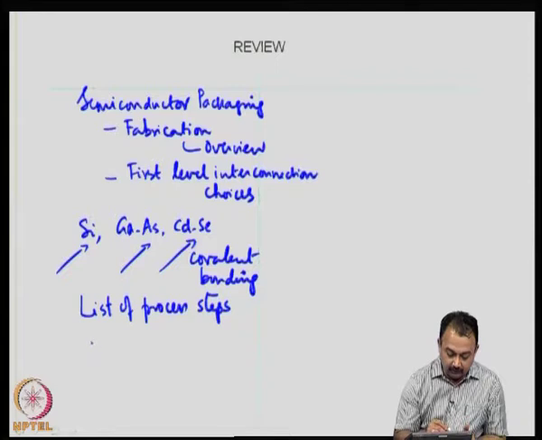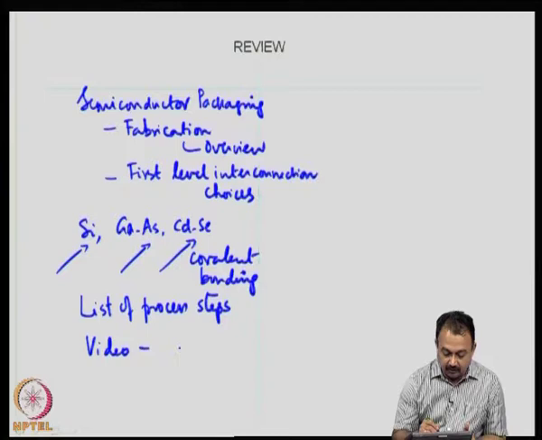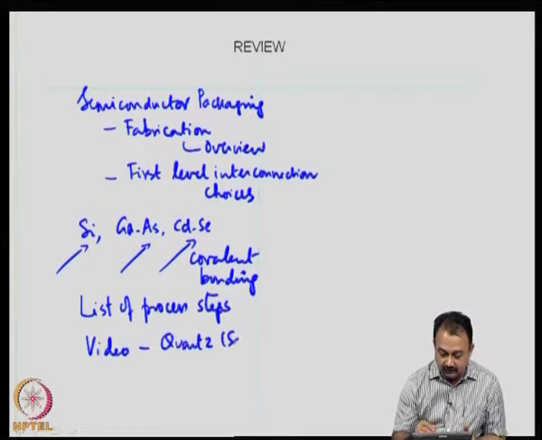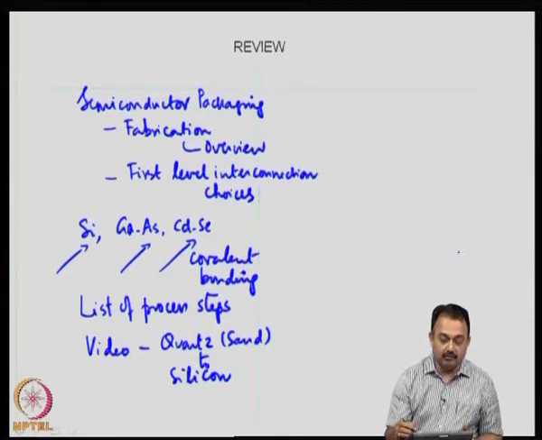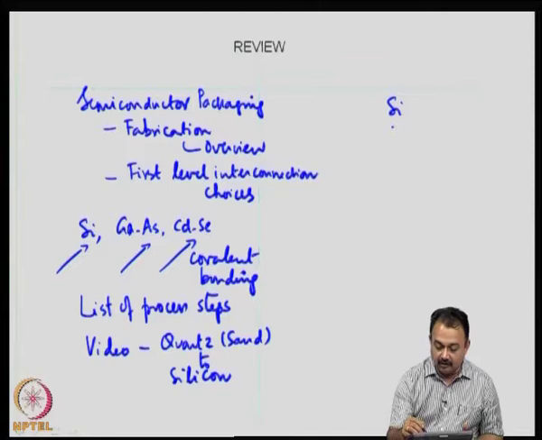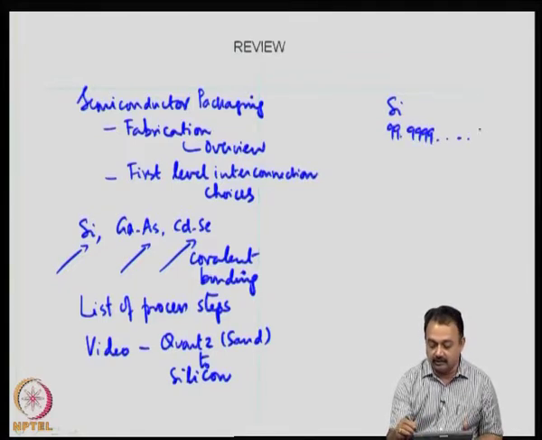Right, and we also finally looked at a video which really talked about the major challenge of converting quartz or sand to silicon. Here we are talking about silicon of electronic grade purity, and we are talking about 99.999 up to 11/9 percentage of purity.